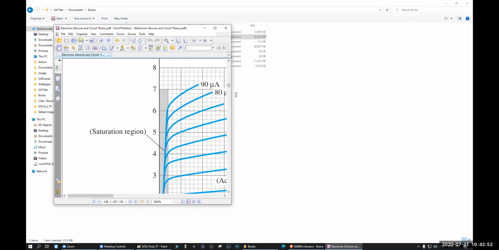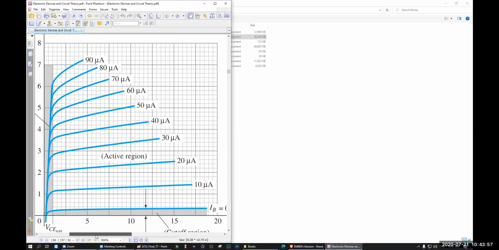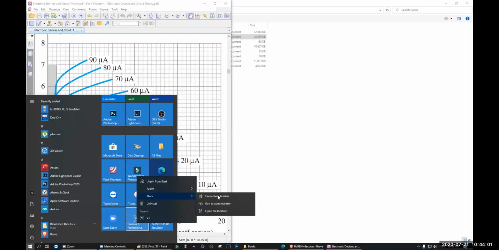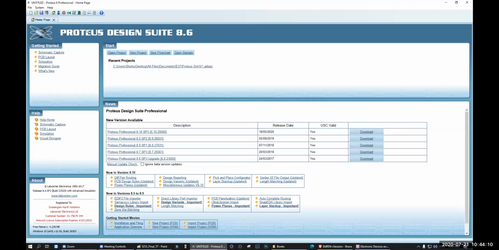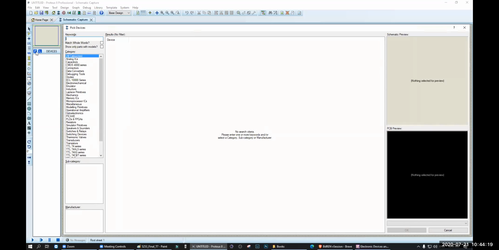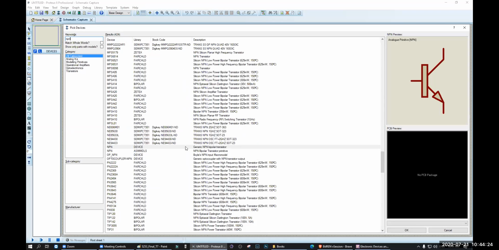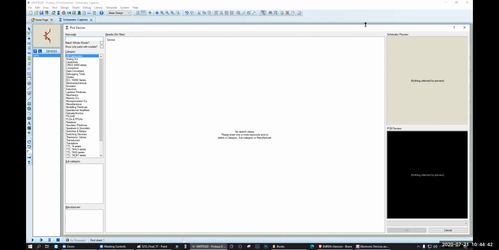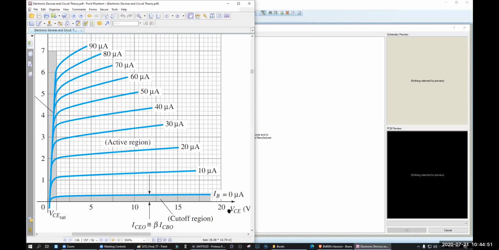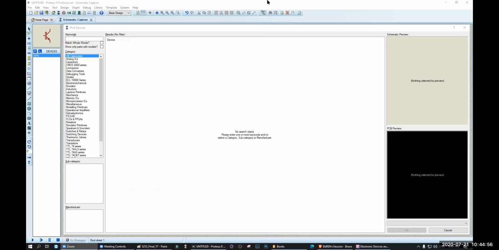Come here. We need the Proteus. Here is the Proteus. Okay. We need a transistor, NPN. Yeah, normal NPN device. That is generic NPN bipolar junction transistor. This one. NPN device, generic NPN bipolar transistor. I'm going to place it here. Then you might use transistor, but I'm not going to use transistor because what we actually need, we actually need VCE, IB and IC. These three things we have to calculate.